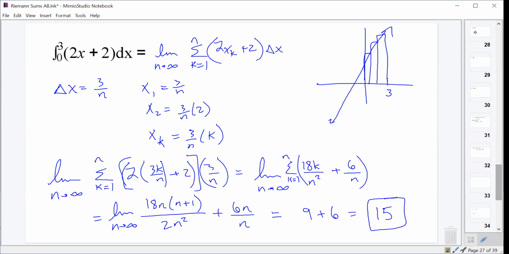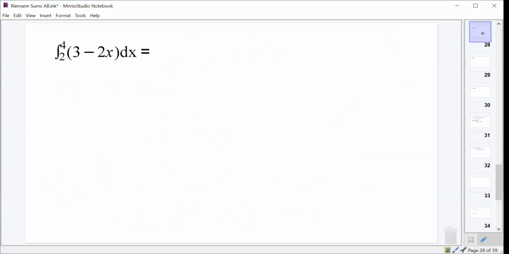All right. Let's do another one. Our limit as n approaches infinity of the sum from k equals 1 to n of 3 minus 2x sub k times delta x. And what does delta x equal?